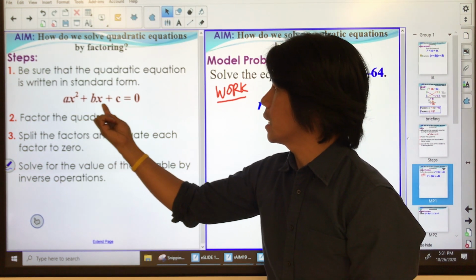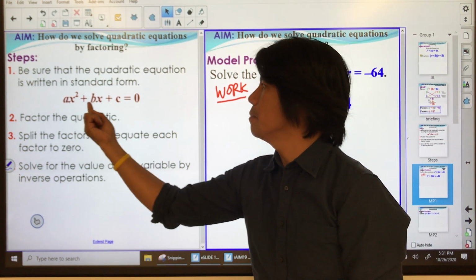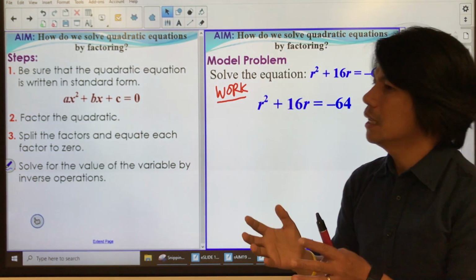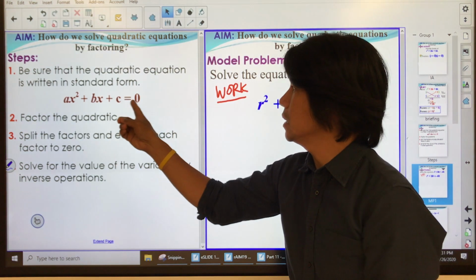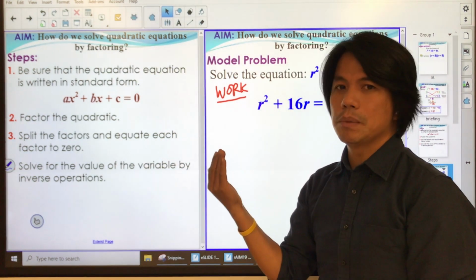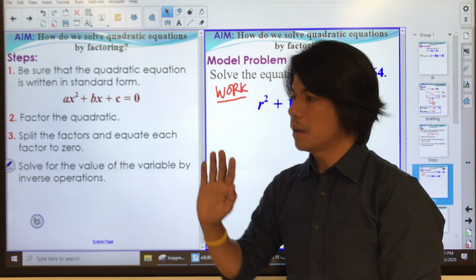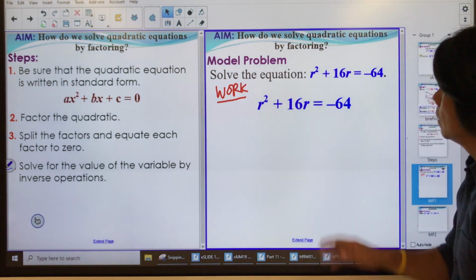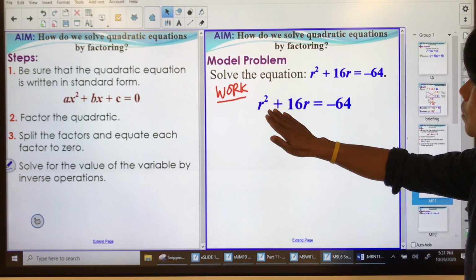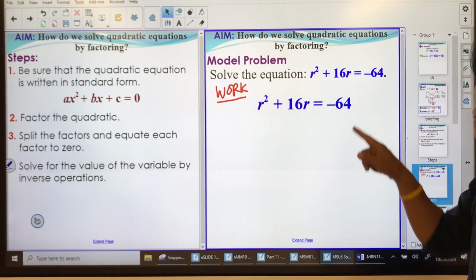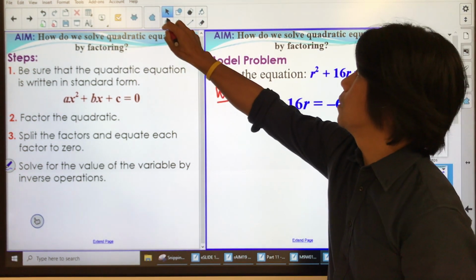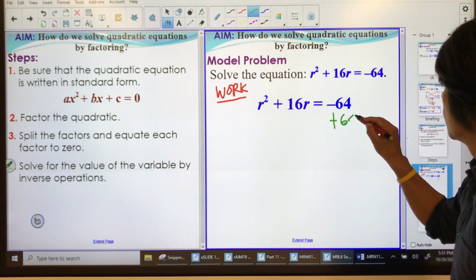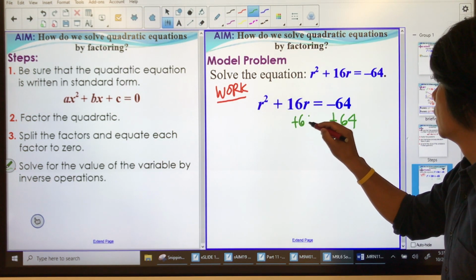ax squared plus bx plus c equals 0, where a, b, c are real numbers. But the hint here is that it's equal to 0. One side must be equal to 0, and the rest of the terms must be on the other side. So if you notice here, I have a quadratic, but it's not equal to 0. So what are we going to do? We need to add 64 to both sides.